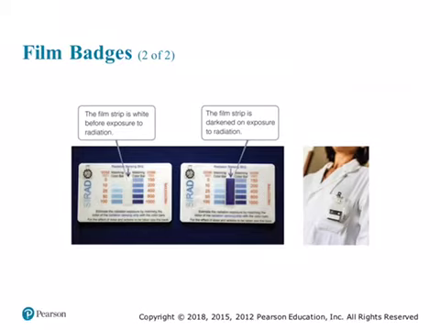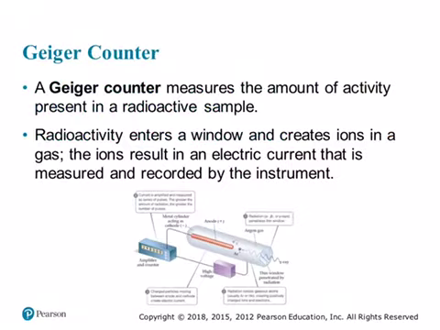So here you can see the film strip is white before radiation exposure, and then you can see in the middle the film strip darkens, and you can see what your dose is, so what your exposure is. So some people actually work in an environment, I mean, obviously they work with protection, but they still need to know how much the person's been exposed to for safety reasons. A Geiger counter measures the amount of activity present in a radioactive sample.